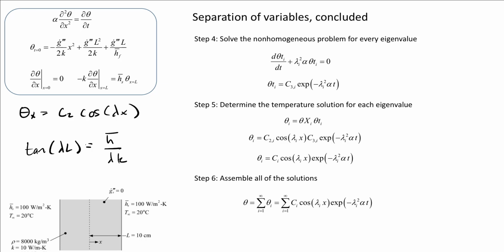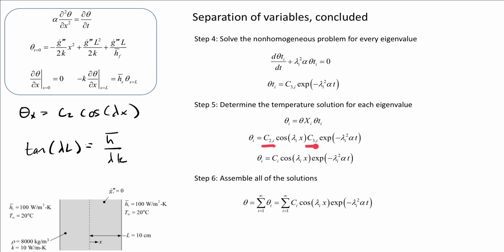So for a given eigenvalue i, we bring together the solution as the product. That was our original separation of variables assumption. Now we have our ith solution, theta i, which is the product of those two things. We have our x solution, C2i cosine lambda i x, times C3i exponential of minus lambda squared alpha t. Those two things multiply.